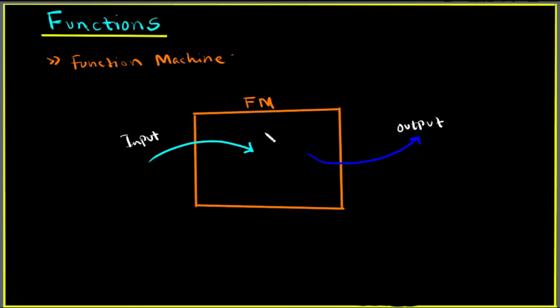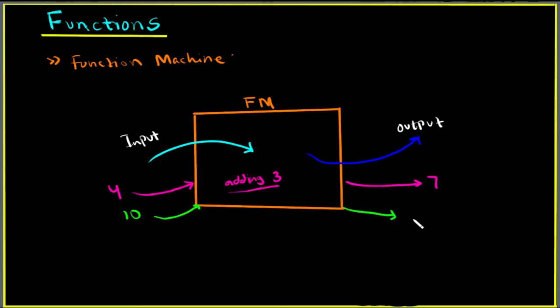In mathematics, a function could be something precisely like this, like adding 3 to whatever the input is given. So the function of this machine is to add 3 to whatever the input is. For example, I can give an input of 4, and the output of that would be 7, because the function of this machine is to add 3 to whatever it is given, right? So I can add a 10, and the output would be 13, right?